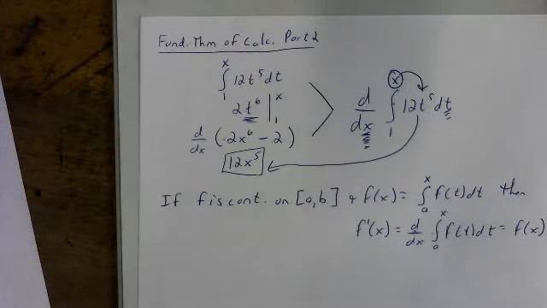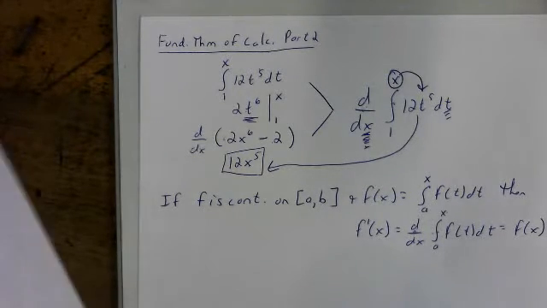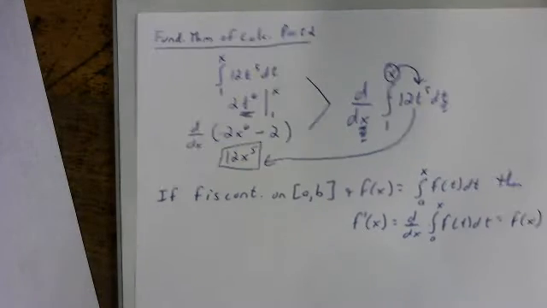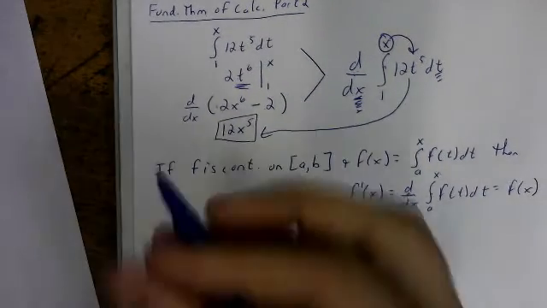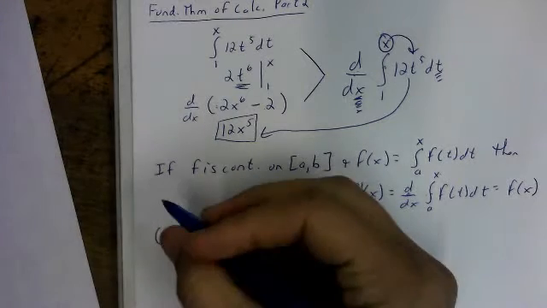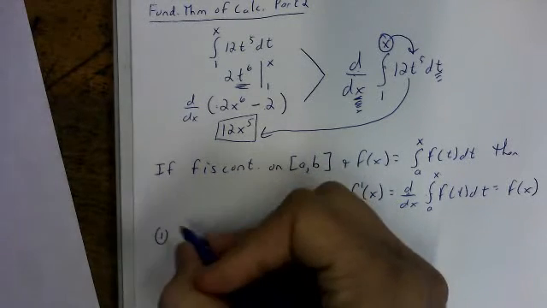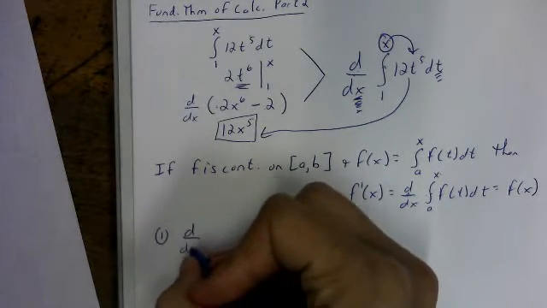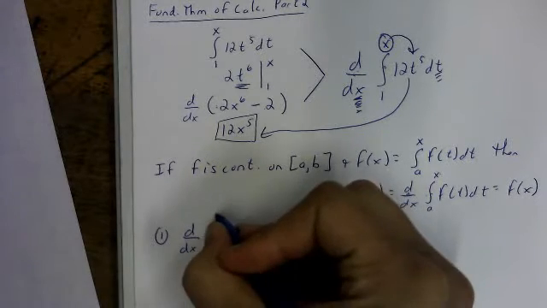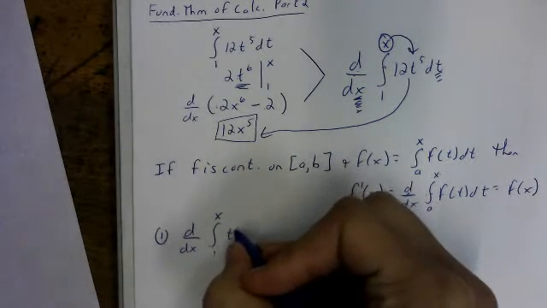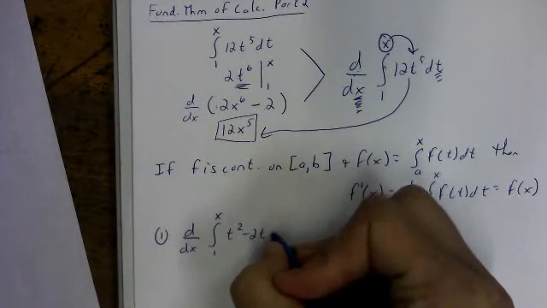So I'm going to show you 3 examples. This rule is extremely easy, and you'll get extremely comfortable with it because there's really not much going on with it. So let's take example 1 here. The derivative of the integral from 1 to x of t squared minus 2t plus 3 dt.